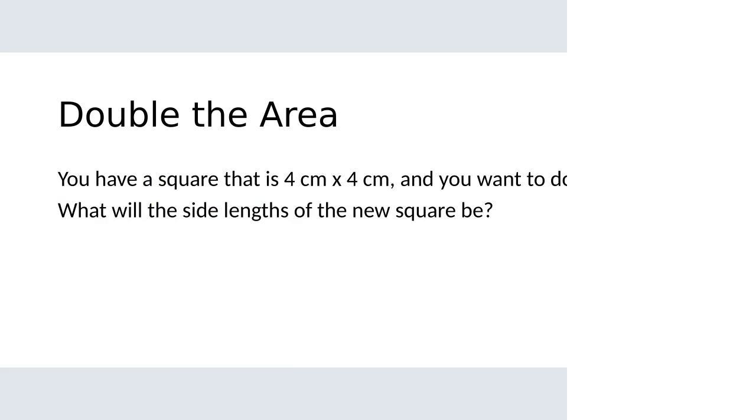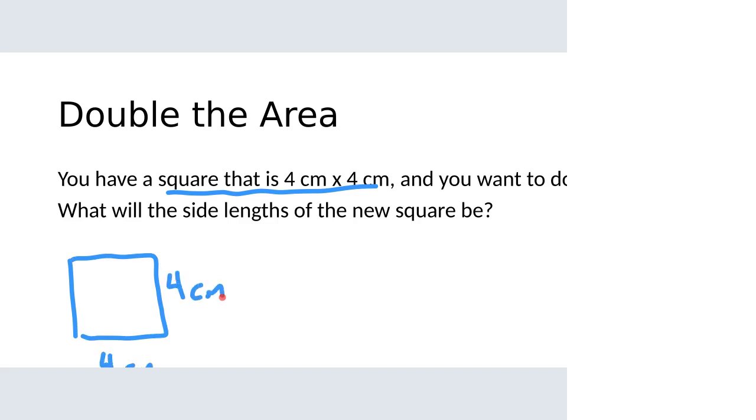All right. You have a square that's 4 centimeters by 4 centimeters, and you want to double the area. What will the side lengths of the new square be? I like drawing a picture of these. So if I have a square that's 4 centimeters by 4 centimeters, there's my square. The obvious thing to try here, again, not the correct thing, but the obvious thing is to say, well, if I double the area, then I'm just going to make this 8 centimeters by 8 centimeters.